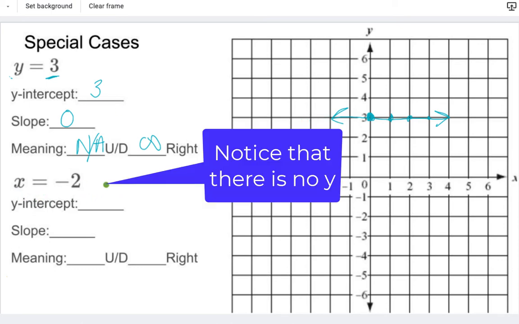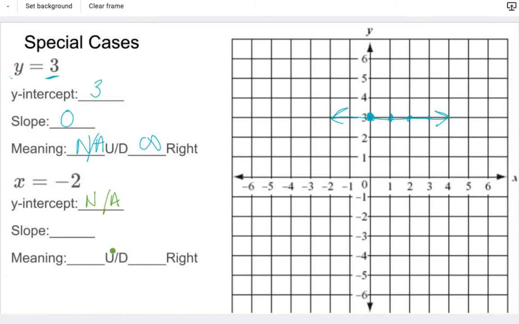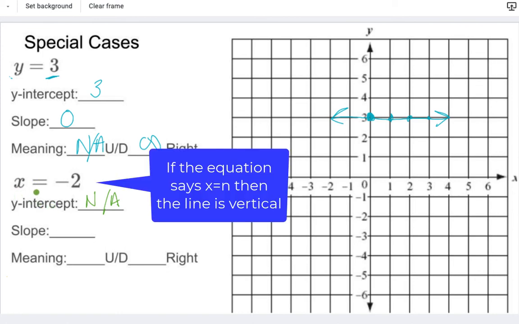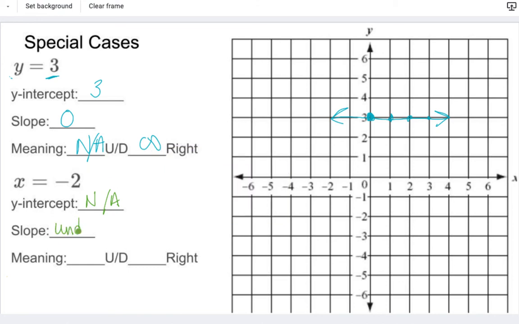We have x equals negative 2. We don't have y at all, okay? Which means there is no y-intercept. That is not applicable. What does it mean if we just have x equals a number? What is the slope? Well, before we learned that when x equals a number, that means it's a vertical line, so the slope is undefined.